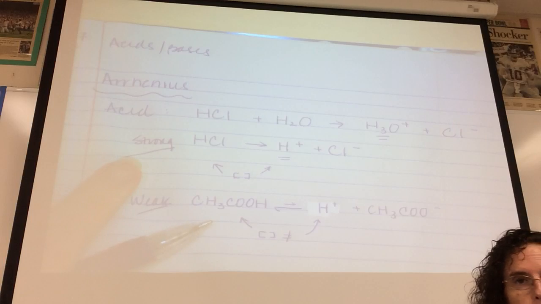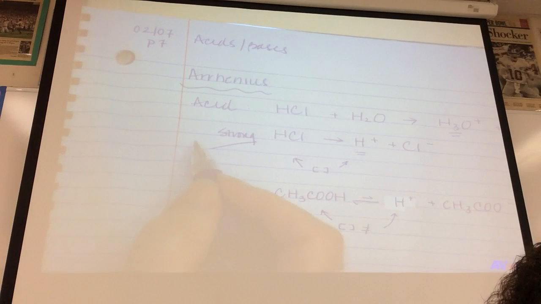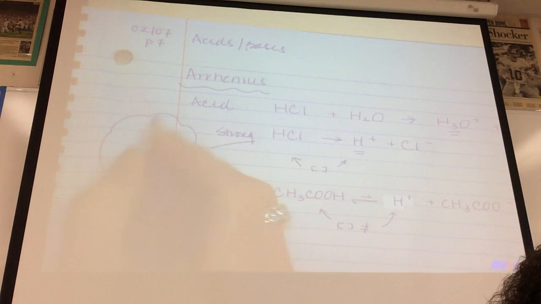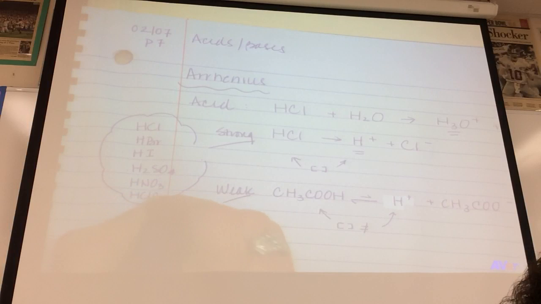You do need to know your strong acids. What are your strong acids? So you've got hydrochloric, hydrobromic, hydriodic. Those are your halide containing, if you will. You've got sulfuric. That's the only diprotic strong. Not phosphoric. Phosphoric is weak. Nitric. Chloric. And periodic.